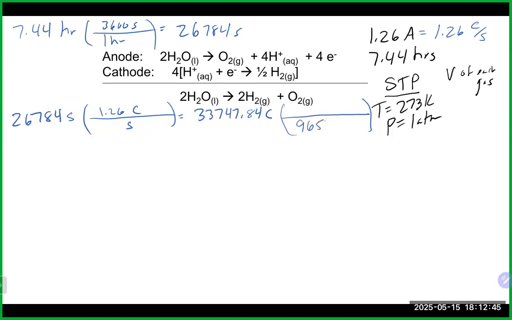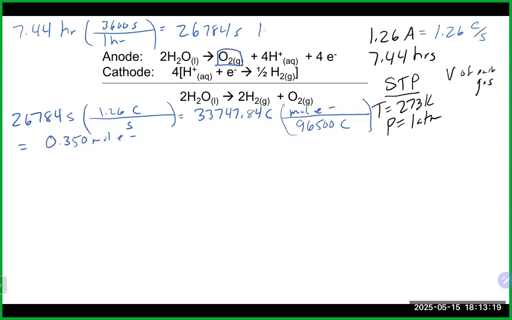So 96,500 coulombs per mole of electrons. That's going to yield me, in terms of electron moles, we'll call it 0.35, I think, moles of electrons. At this point, we can now really hit both gases separately. So we'll start with oxygen. Why not?